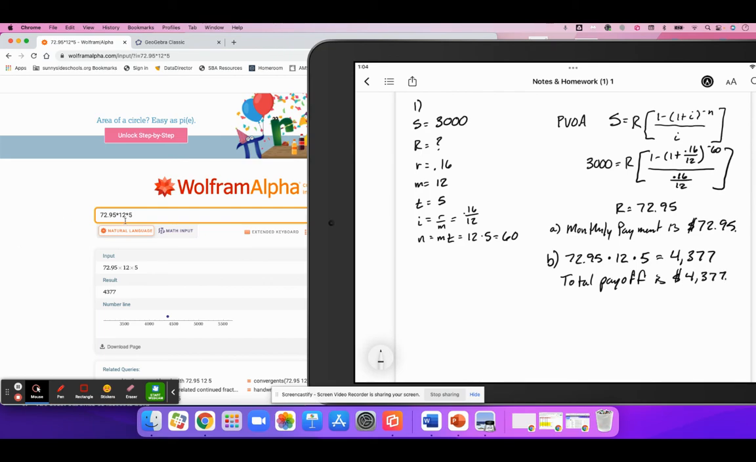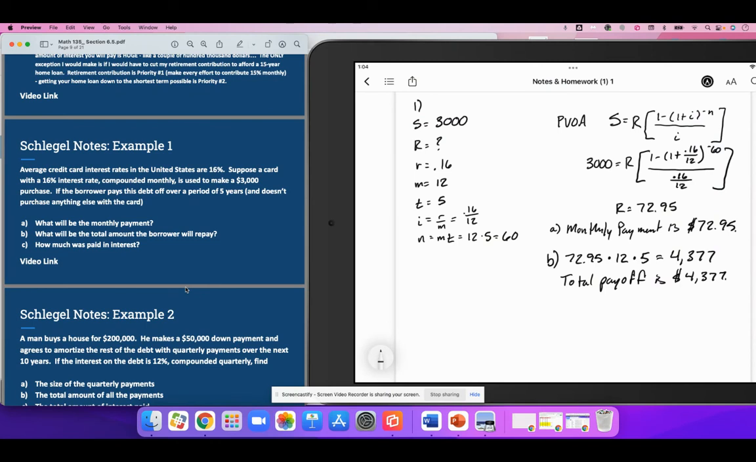And then our last piece there, everyone, how much was paid in interest? That's a simple one to answer. We borrowed $3,000. It cost us $4,377. The difference there is $1,377 was paid in interest.